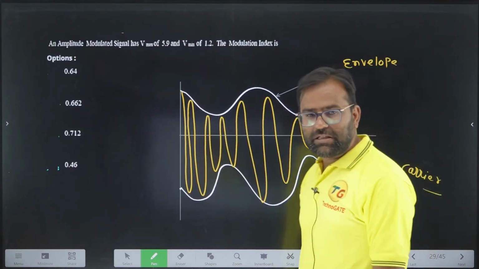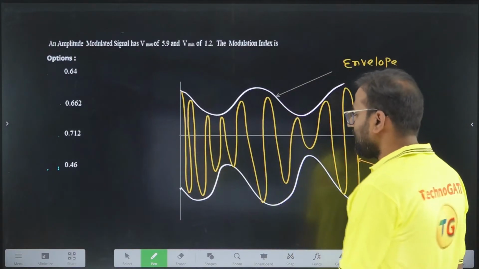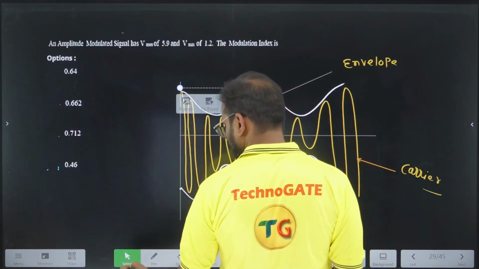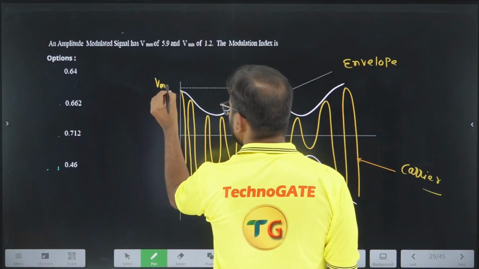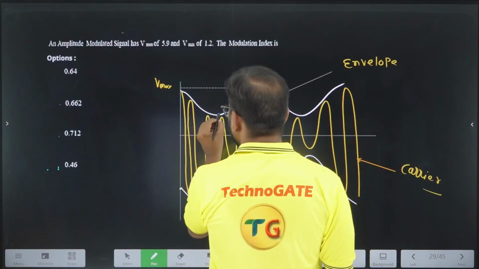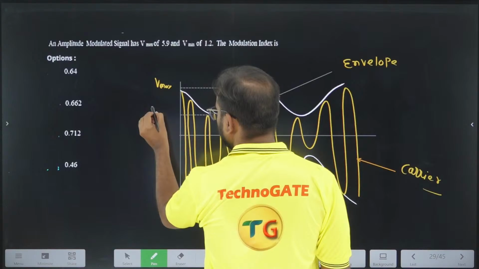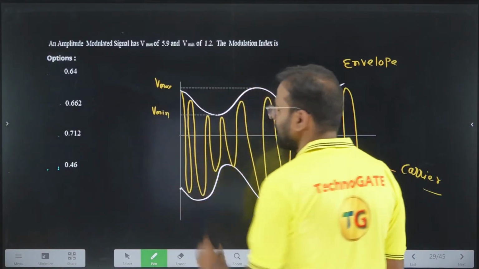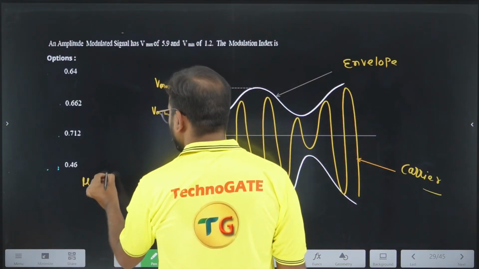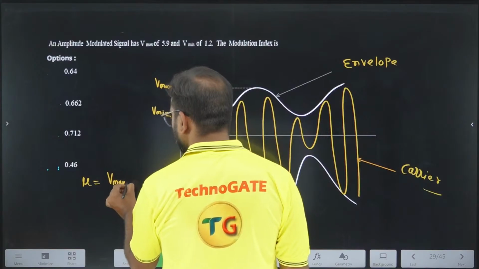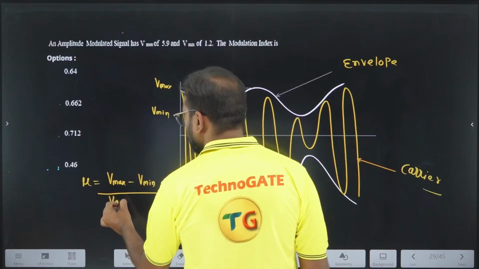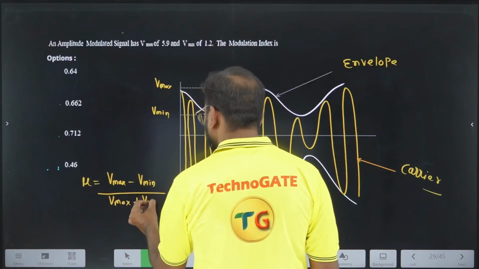And what is modulation index? Modulation index or depth of modulation. This value is known as V maximum, the maximum value of the envelope. And the minimum value of the envelope is known as V minimum. So in terms of these two voltages, we can define the modulation index mu equal to V maximum minus V minimum divided by V maximum plus V minimum.